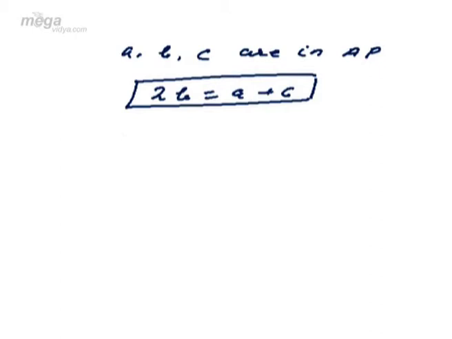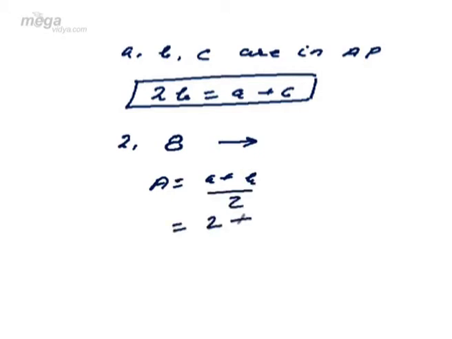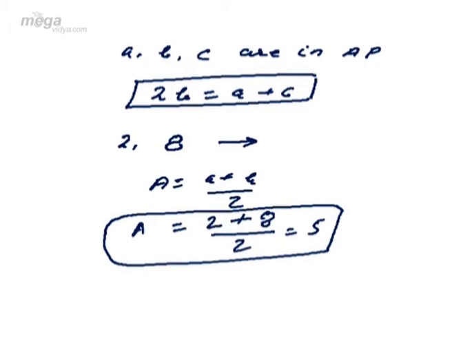Suppose the two terms are given as 2 and 8, and you want to find the arithmetic mean between these two terms. In that case, you can use the formula capital A is equal to (a plus b) by 2. Here a is 2 and b is 8. It becomes (2 plus 8) by 2, that is 5. This is the arithmetic mean between 2 and 8.